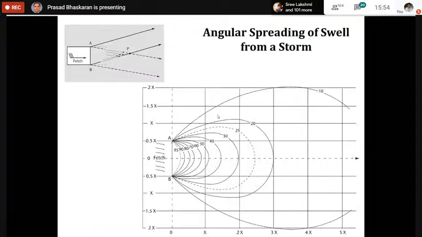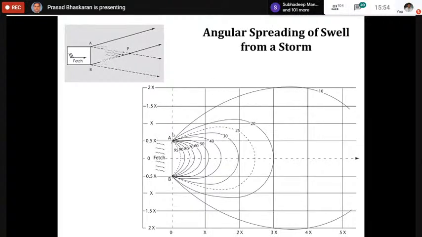The other important contribution was to understand the angular spreading of swells from a storm. When you have a wind system generating waves, you have wavelets of different wavelengths generated. You can have wavelets with 6-meter wavelength. You can also have wavelets of 10 meters, 15 meters, 100 meters, 200 meters, going up to 1.3 kilometers. In other words, the longer waves can travel faster than the shorter waves. So the longer waves can leave the generating area and reach very fast.